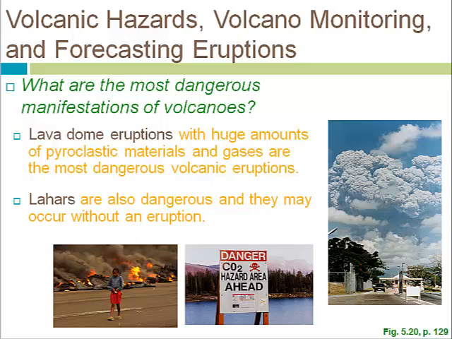And of course, we have a sign right here where the arrow is, where CO2 can be a hazard as well. And then on the right, it looks like that's probably Mount Pinatubo or something like that when it was erupting. Huge amount of ash coming out of the ground.